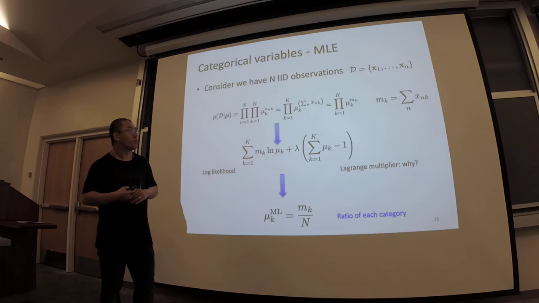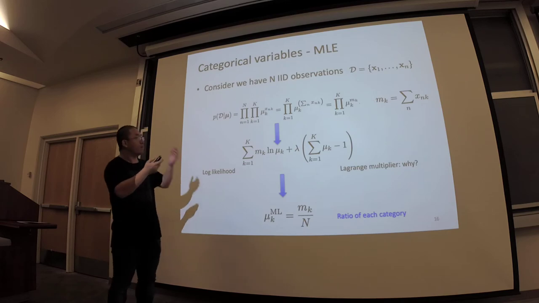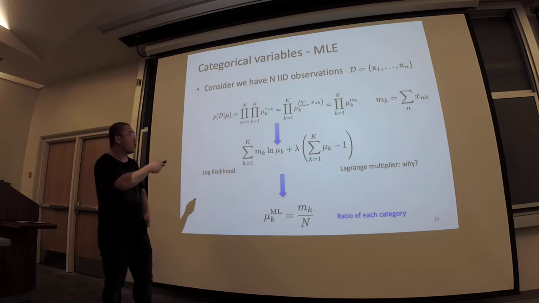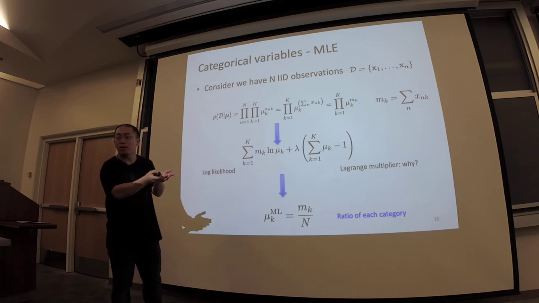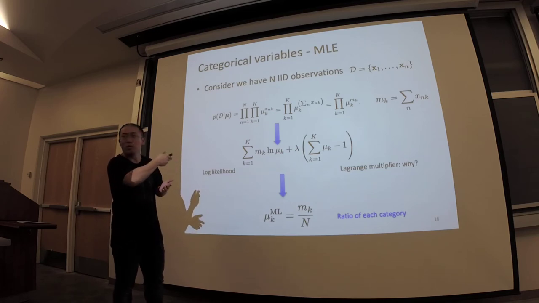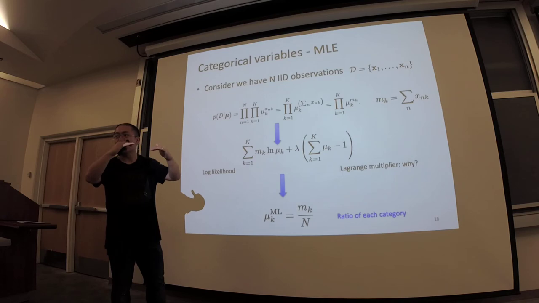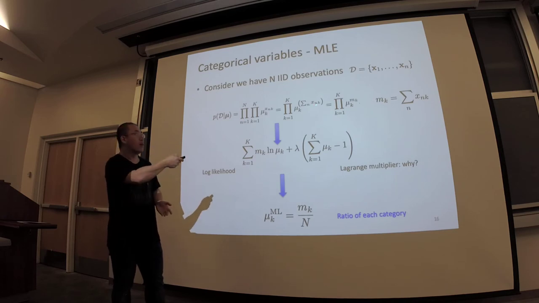And what about the summation? Because for all the data points, they share this mu k to something. You multiply them together, and all those observations are in the exponent, so to merge the exponents, you just add them together.